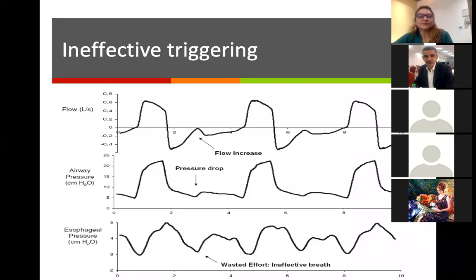Then you may have something like ineffective triggering. When you say ineffective triggering, you can see that there is a drop in the pressure, the flow is increasing, and there is no following ventilation. So this is a wasted effort which is going to happen. This can happen when you have not given a proper trigger for that particular baby. So you need to give a proper trigger to that baby. Otherwise, you will have this kind of wasted ventilation, ineffective triggering.